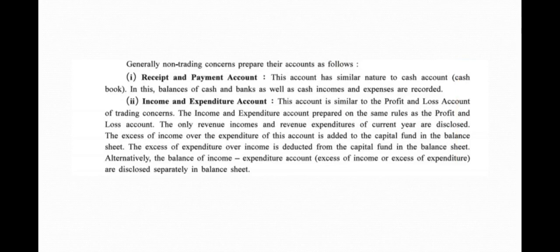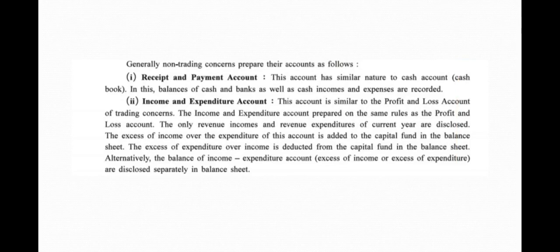Friends, this account is quite similar to the profit and loss account of a trading concern. The income and expenditure account is prepared on the same rules as the profit and loss account, in that only the revenue income and revenue expenditure of the current year are disclosed. The revenue incomes are disclosed at the income side, that is the credit side, and revenue expenses are disclosed at the debit side, that is the expense side.